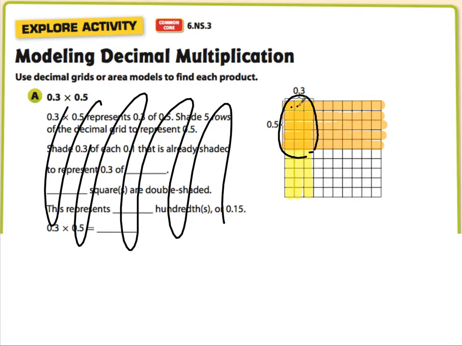So we have 1, 2, 3 by 1, 2, 3, 4, 5. And that's 15 out of 100, okay? So even though we multiplied tenths, we ended up with hundredths. You have to remember that when you're multiplying, because these were tenths, when we did it as if it were 30 hundredths.